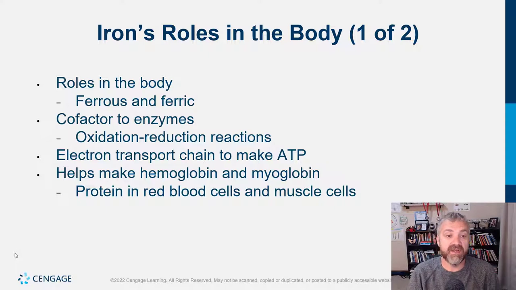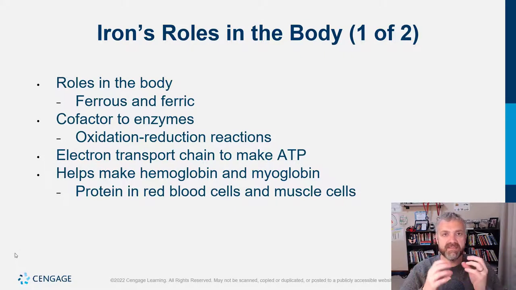We have ferrous and ferric iron. I don't care about their chemical formulas, but ferrous iron would be a 2+, and ferric would be a 3+. The key is ferrous iron is found in animal products and is more bioavailable, meaning you will digest and absorb more of it than ferric iron, which is found in plant-based sources, basically. So we'll focus more on the terms heme and non-heme iron. All right, iron is a cofactor to enzymes involved in oxidation-reduction reactions, if you remember those terms from metabolism.